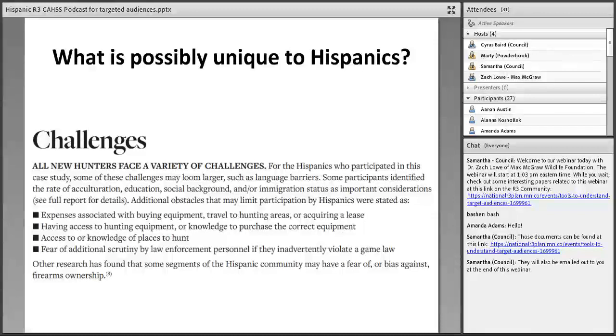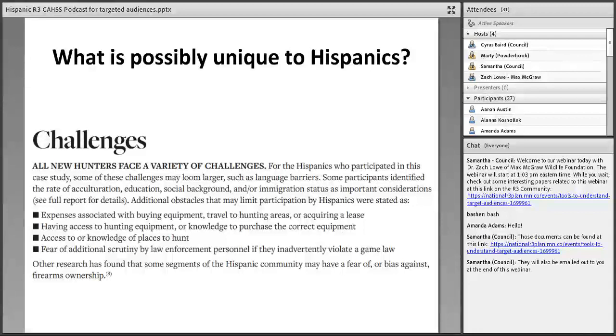So yes, all new hunters face a variety of challenges as they navigate the model. But for Hispanics who participated in this case study, some of these challenges may loom larger, such as language barriers. Some participants identified the rate of acculturation, education, social background, and or immigration status as important considerations. We go into that and give some examples in the full report. Additional obstacles that may limit participation by Hispanics were stated as follows. One is expense associated with buying equipment, travel to and from hunting areas, or acquiring a lease. So all things related to equipment and access to the resource. Another is access to hunting equipment or knowledge of how to purchase the correct equipment.